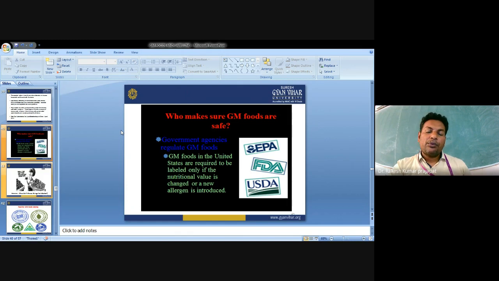Who makes sure GM foods are safe? Government agencies regulate GM food: the EPA, FDA, and USDA. GM food in the United States is required to be labeled only if the nutritional value is changed or a new allergen is introduced. These agencies must ensure that whatever GM food is released in the market is safe for consumption. EPA is the Environmental Protection Agency, FDA is the Food and Drug Administration, and USDA is the United States Department of Agriculture.